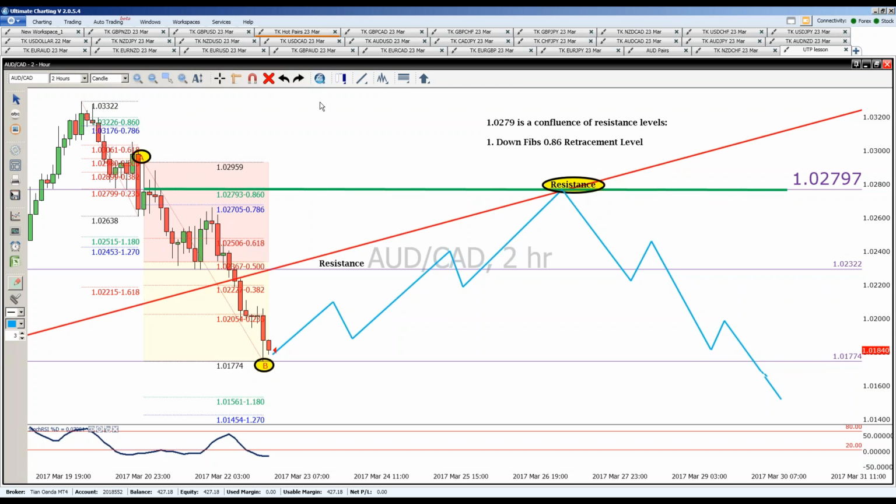And if the market should retrace to the 86 retracement level, then we could see the market actually hit that 1.18 extension, which would be the D. So that would be the D extension, and that would also be the target. There.